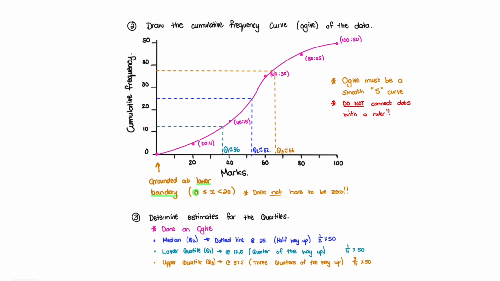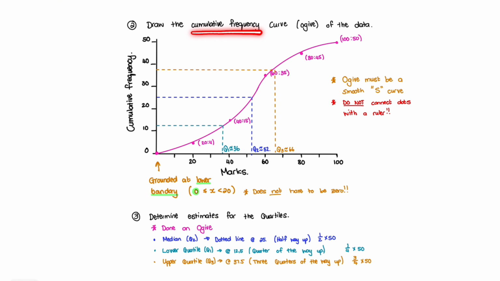So that is how we use a frequency table to find the cumulative frequency and plot the ogive. Please remember the grounding and also that the ogive must be a curve. And remember, we do not move past the maximum possible value.